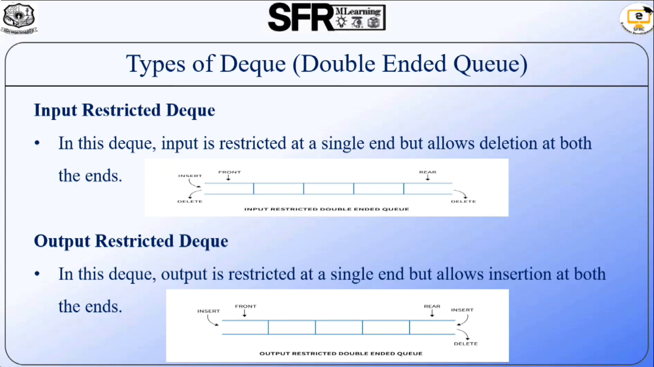So, in addition to DQ, we have other two types of DQs. That is input restricted DQ and output restricted DQ. Input restricted DQ, as the name implies, insertion operation can be performed at only one end, whereas deletion operation can be done from both the ends. Output restricted DQ, deletion operation can be performed at a single end, whereas the insertion operation can be performed at both the ends.